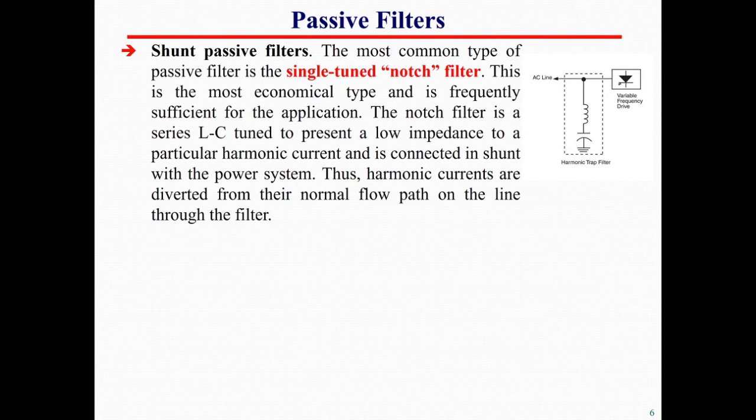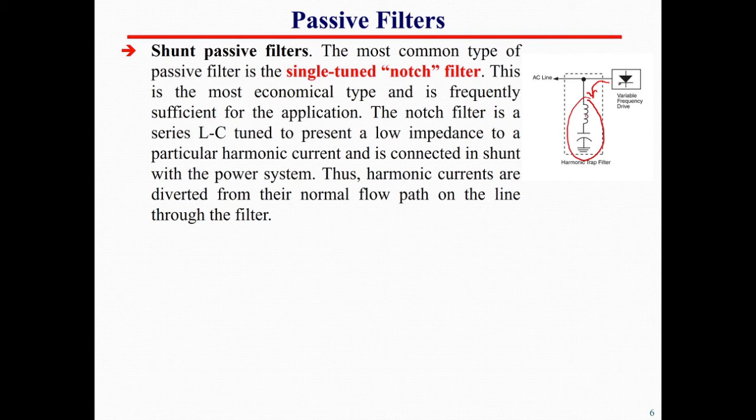Shunt passive filter. The most common type of the passive filter is the single tuned, or they call it notch filter. Okay, so this one is used to take care of or to shunt one harmonic current only, a certain harmonic current. So over here, let us say that you have 5th, 7th, and 8th. For each harmonic current, you have to design and place over here what they call a single tuned filter.